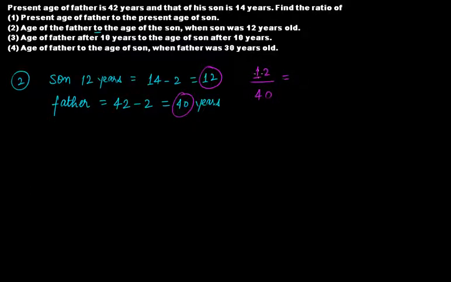And if you divide this 12 by 4, then you'll get 3. And if you divide this 40 by 4, you'll get what? 10. Right? So the ratio is 3:10.